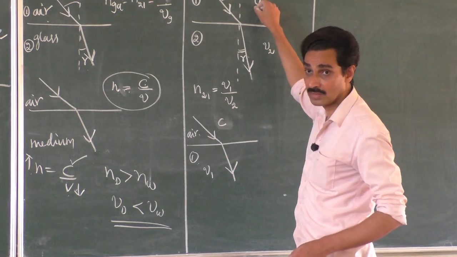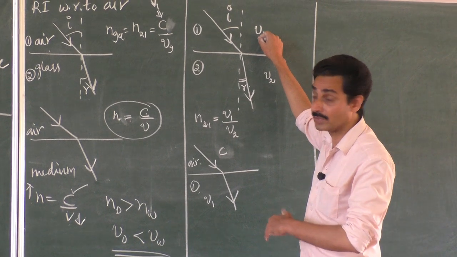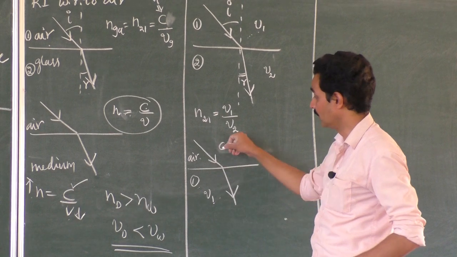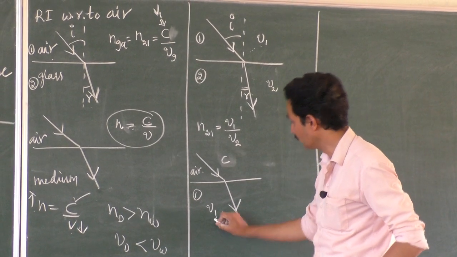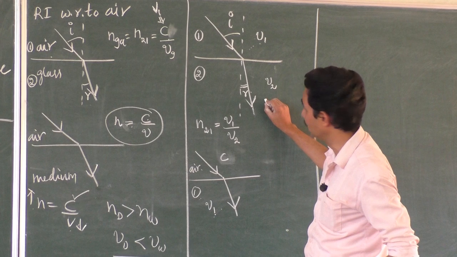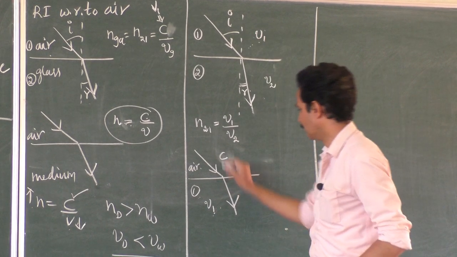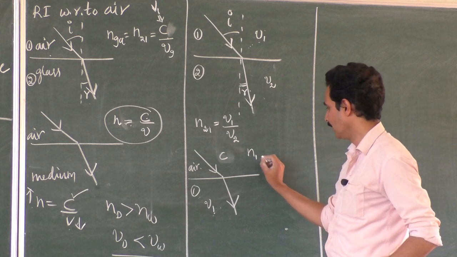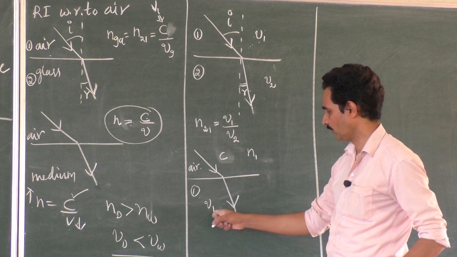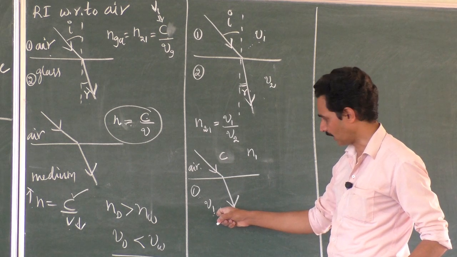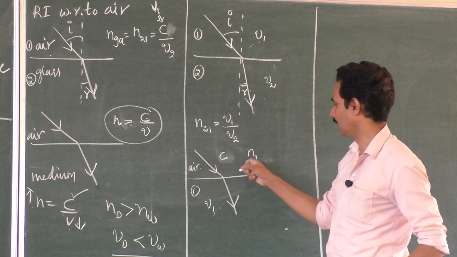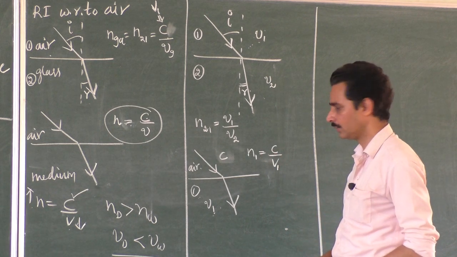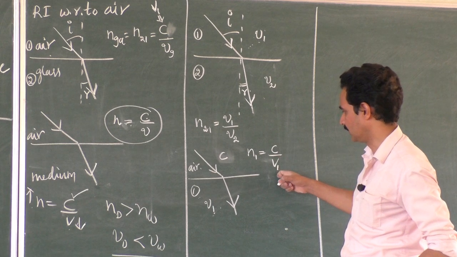It does not depend on the second medium, right? Velocity of light in a medium does not depend on what it is surrounded by. It depends only on this medium. So V1, even though it is surrounded by air here, velocity is V1 only. Even though it is followed by another medium, here it is V1. So C by V1. So what is the refractive index of this medium 1 with respect to air? Refractive index of the medium where light is undergoing refraction with respect to air, N1, is equal to C by V1. Correct? Velocity of light in air to the velocity of light in the medium.